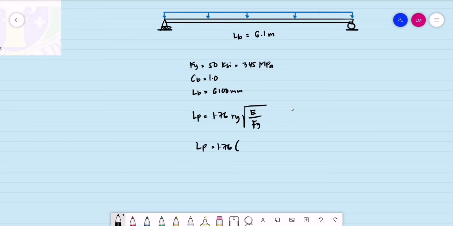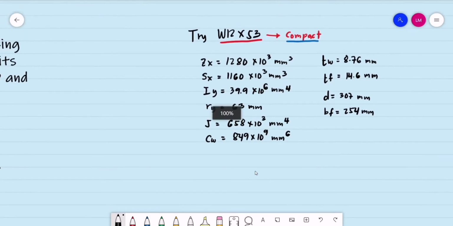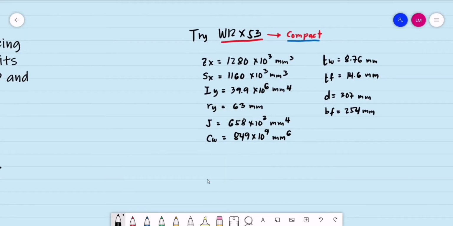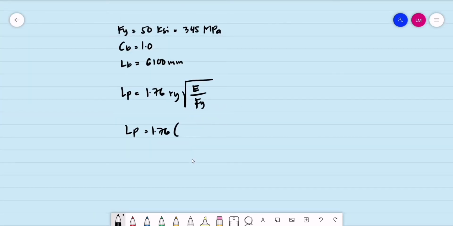So the value of L sub P is now equal to 1.76. What is the value of the radius of gyration with respect to the Y axis? We have that as 63 millimeters. This is to be multiplied by 63 mm, then multiplied by, for steel, 200,000 megapascals, then divided by Fy, 345 megapascals.